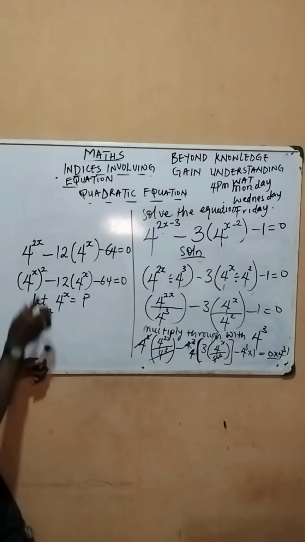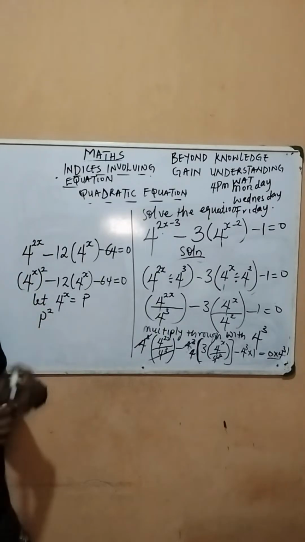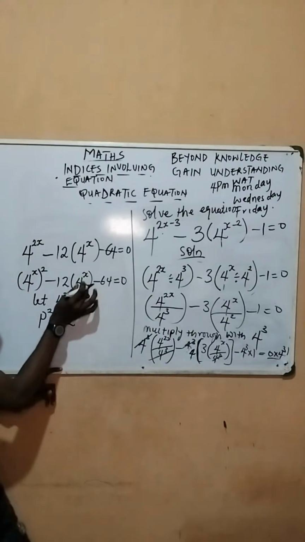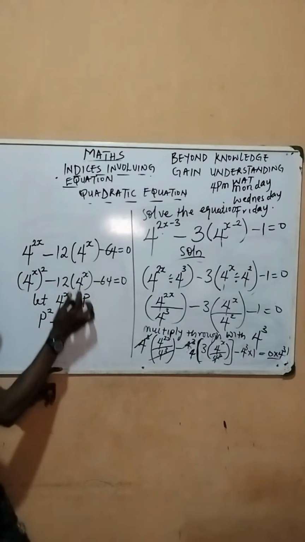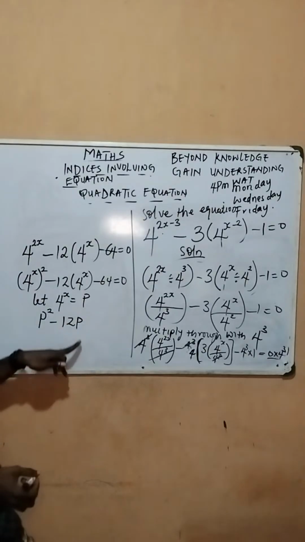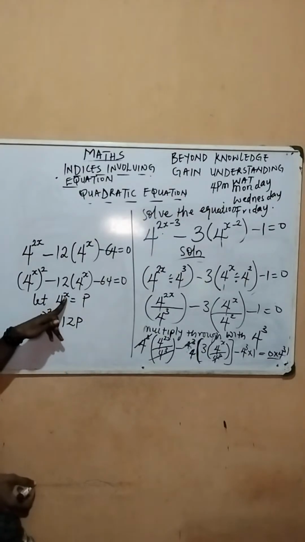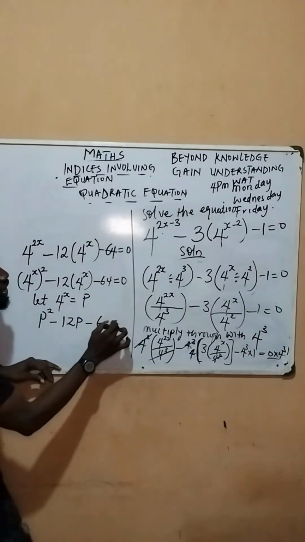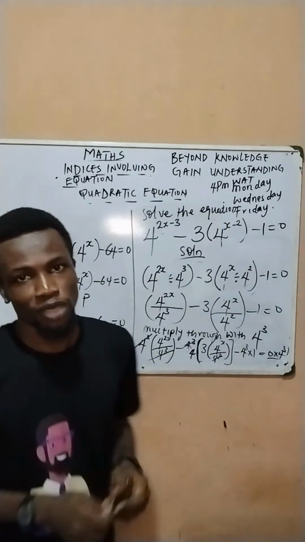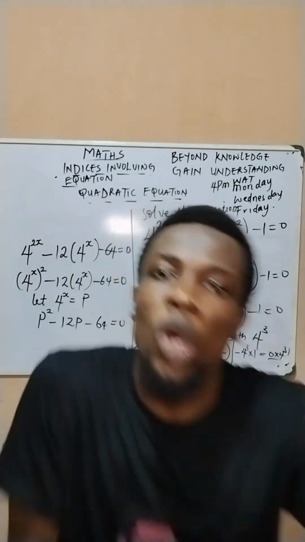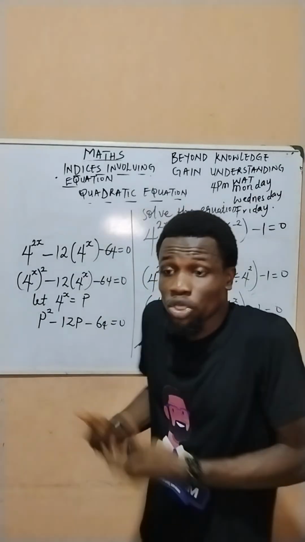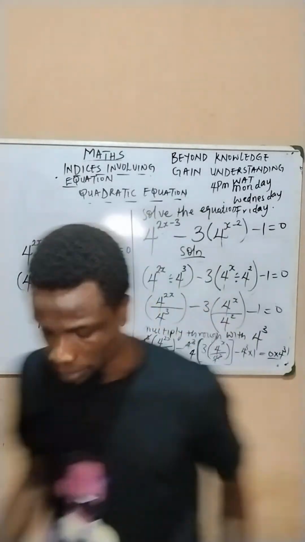You see the reason why I had to reverse engineer it. Yes. So this becomes p squared minus 12. If 4 raised to the power of x has been replaced with p, it's going to be 12p. Because anywhere you see p, we have replaced 4 raised to the power of x to be what? Our p. Then minus 64 equals to 0. So we walked backward in order to arrive at this quadratic equation, which was our plan from the very onset.